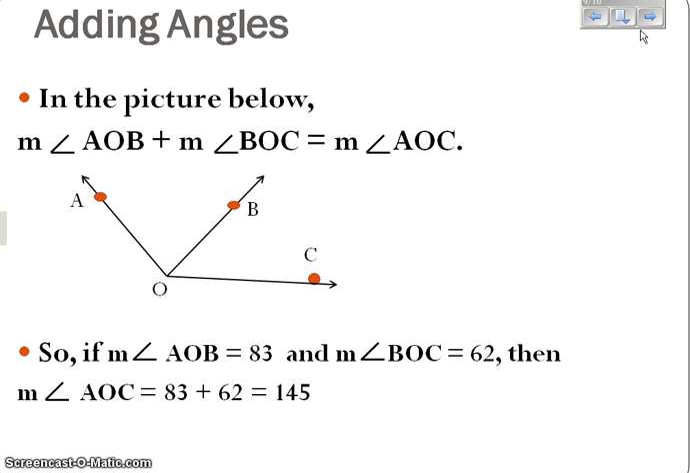When we have adjacent angles, we can sometimes add them together. So in this picture below, the measure of angle AOB plus the measure of angle BOC gives us the total measure of AOC. So if AOB is 83 degrees and BOC is 62 degrees, then AOC must be the sum of those two angles, or 83 plus 62, which is 145 degrees.